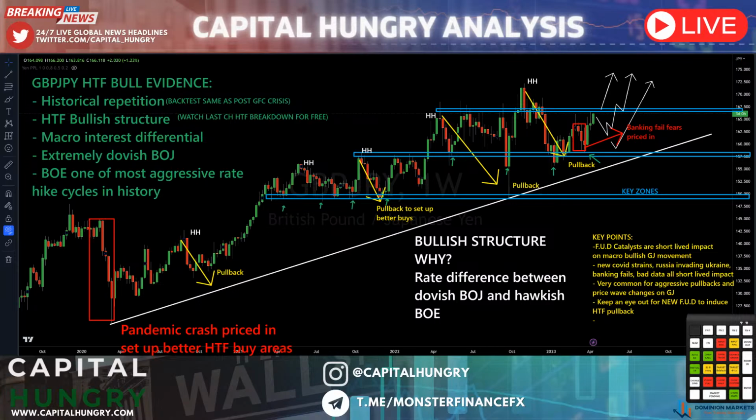This is why, ever since the pandemic crash, we revisited key higher time frame price points that were last seen during the Brexit period, or of course during the 2008 global financial crisis. Since then, we've been in higher time frame bullish structure. Why has bullish structure been validated and held its weight over the last 2, almost 2.5 years? Because of the reason stated: the rate difference between a dovish Bank of Japan and a hawkish Bank of England.